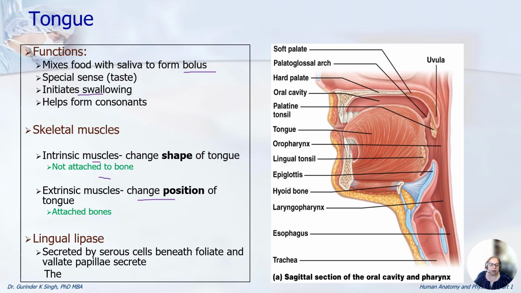Now, the tongue also produces what is known as lingual lipase. The lingual lipase is secreted by serous cells, which are present in the foliate as well as the vallate papillae. We will talk about these. These are taste buds present on the tongue. Although the lipase has a very little role in overall lipid or fat digestion, it is crucial, and it is produced by those taste buds.